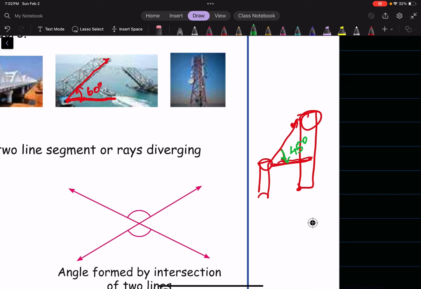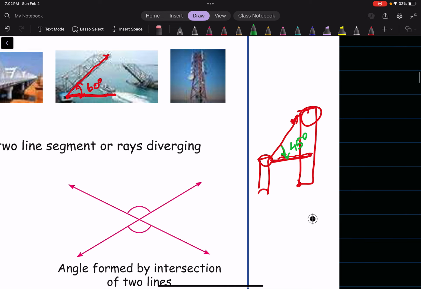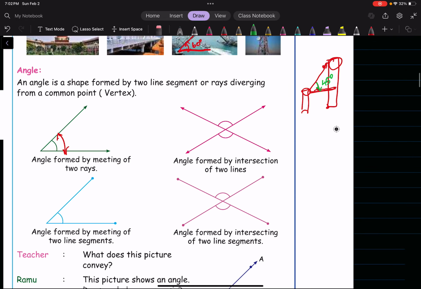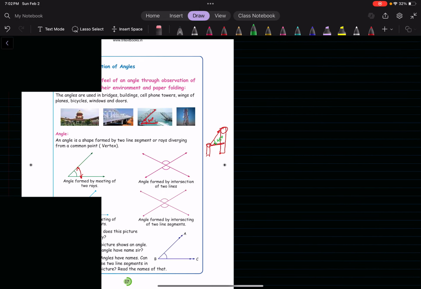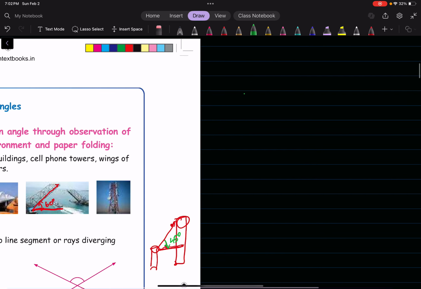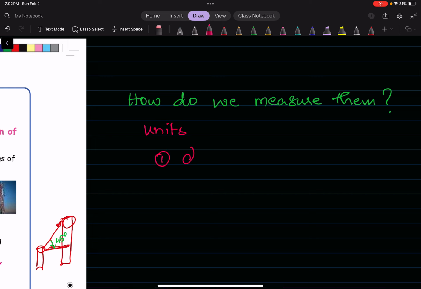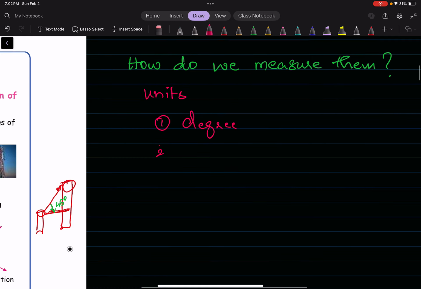So how do we measure them? We measure them in degrees or radians. There are two possible measurements, one is the degree and the second is the radian. So let me write down here. How do we measure? The units, basically I'm talking about the units. One is the degree, second is radians.